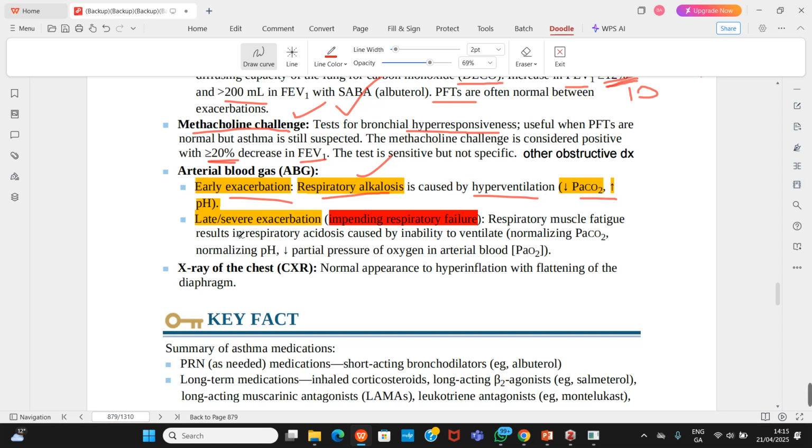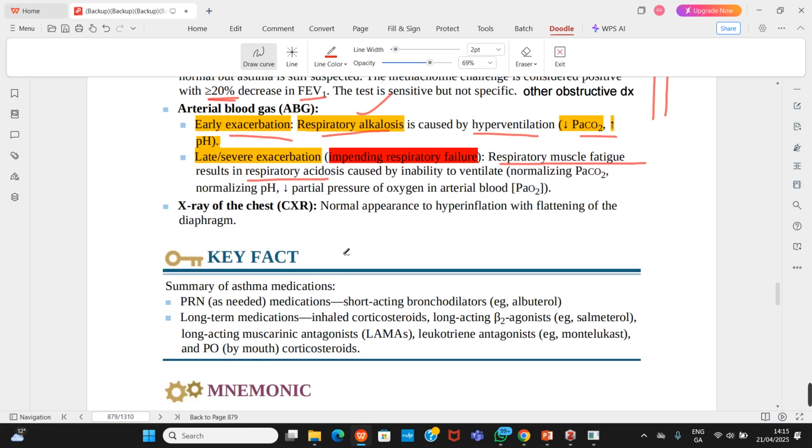But in late exacerbation, when it's getting worse and the person is having impending respiratory failure with respiratory muscle fatigue, we start noticing that the person cannot take out CO2 again. So CO2 is retained, leading to what? Respiratory acidosis. So that's a problem. Somebody with respiratory acidosis who is asthmatic, you want to intubate that person immediately, ASAP, because the person can die at any time.